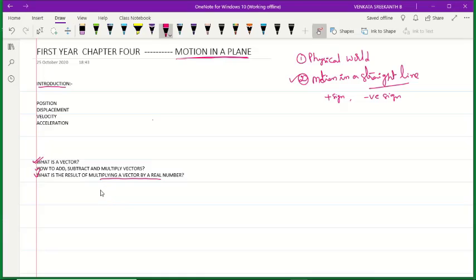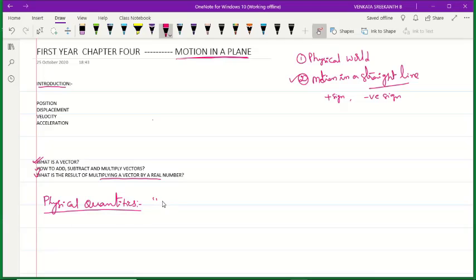What is a vector? If you want to understand the vector concept, first you should know about physical quantities. What is the meaning of physical quantities? See here, my dear students, the quantities which are measurable things. All things that are measurable are physical quantities. Even we can say the quantities that are measurable are called physical quantities.